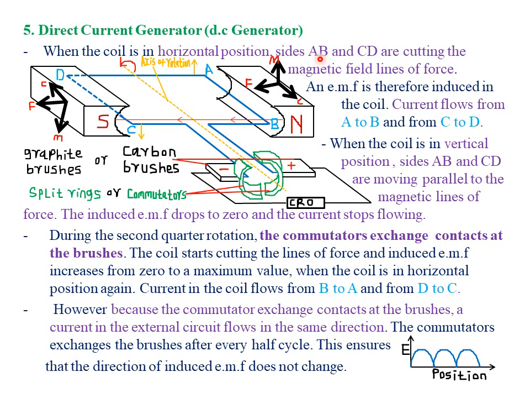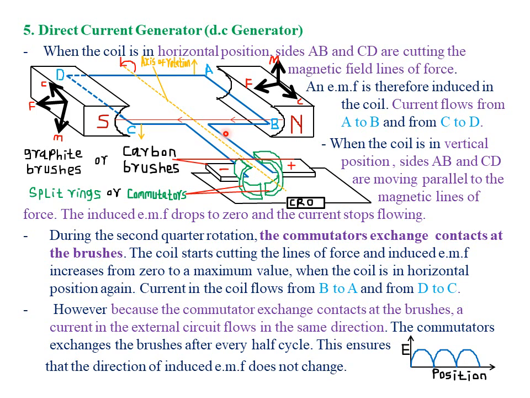So when AB and CD are cutting the magnetic field lines, that is in the horizontal position, an EMF is induced in the coil. Therefore, the current flows from A to B, then from C to D. Now, when the coil is in the vertical position, when AB has moved upward and DC is downward, in that position AB and DC are parallel to the magnetic field lines.